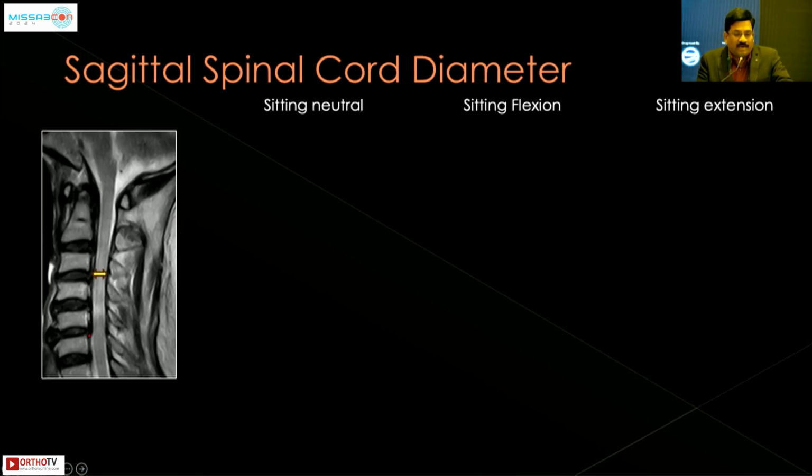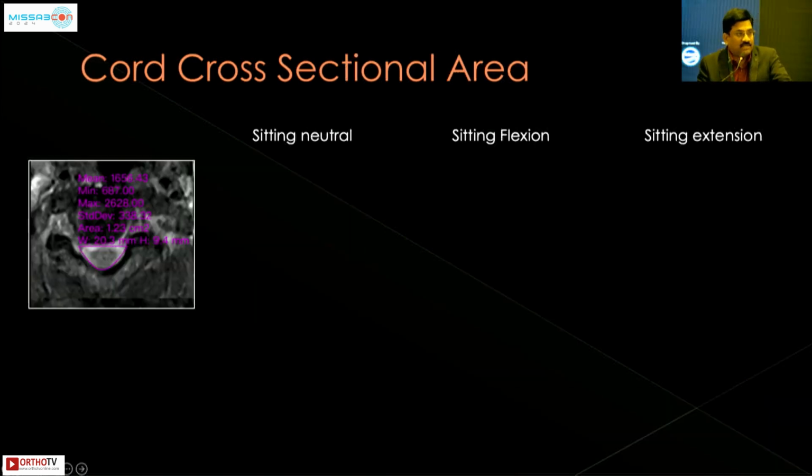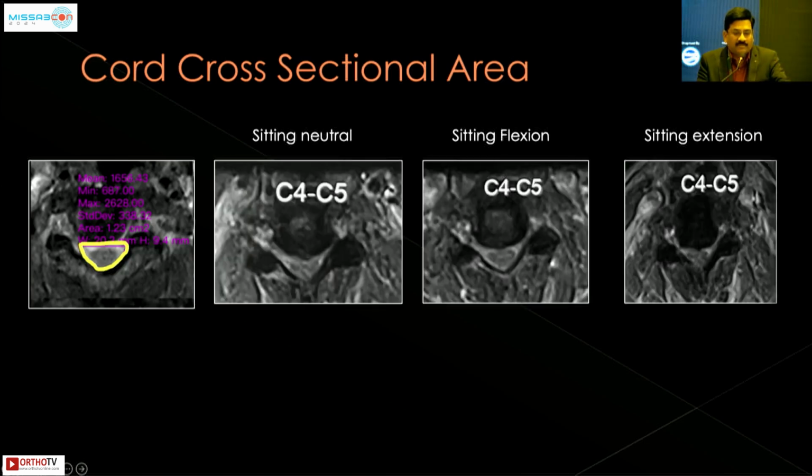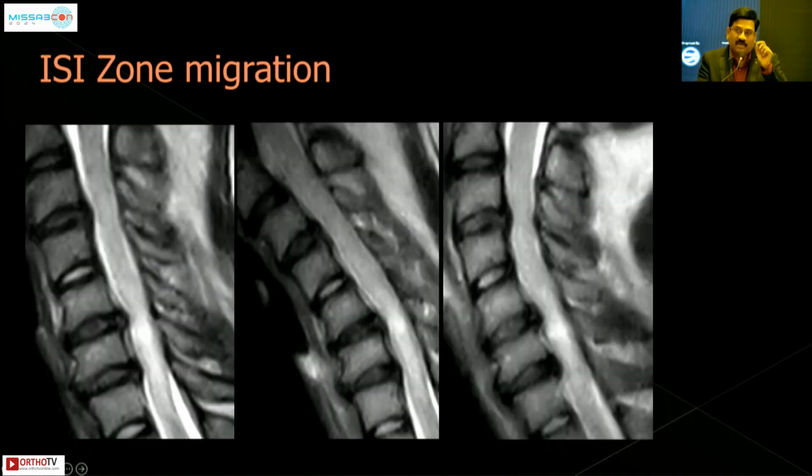And the sagittal spinal canal diameters were measured this way, and you can see that in adjacent segments there was only 3% narrowing of the sagittal canal diameter, but at the level of compression, at the level of signal change, you can see 14% in sitting neutral. Sitting in extension, you could see a 12% increase, while the adjacent segments only had a 1% increase. Cord cross-sectional area was measured at all the levels, and there is a significant increase compared to the adjacent segments versus the level showing the compression.